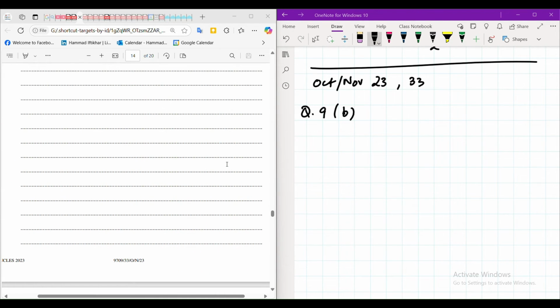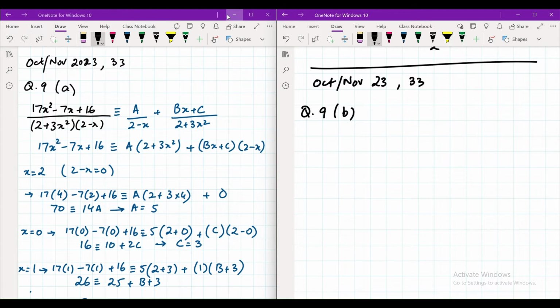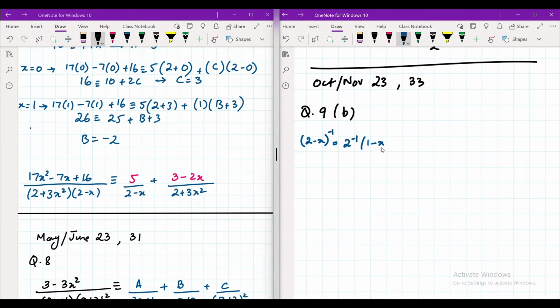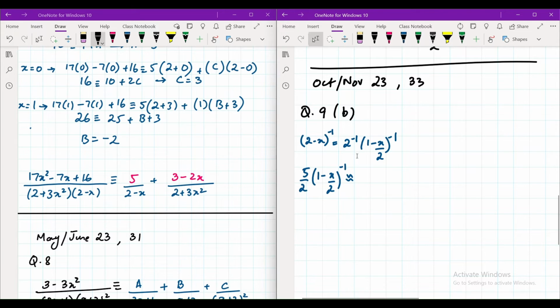So okay, going back to the expanded form that we found out. So 5 over 2 minus x. As before in the previous question, 2 minus x will be factorized: 2 times (1 minus x over 2), all raised to minus 1. So 2 raised to minus 1 is just 1 over 2, and then 5 multiplied would be 5 over 2, times (1 minus x over 2) raised to minus 1. So now let's expand this.